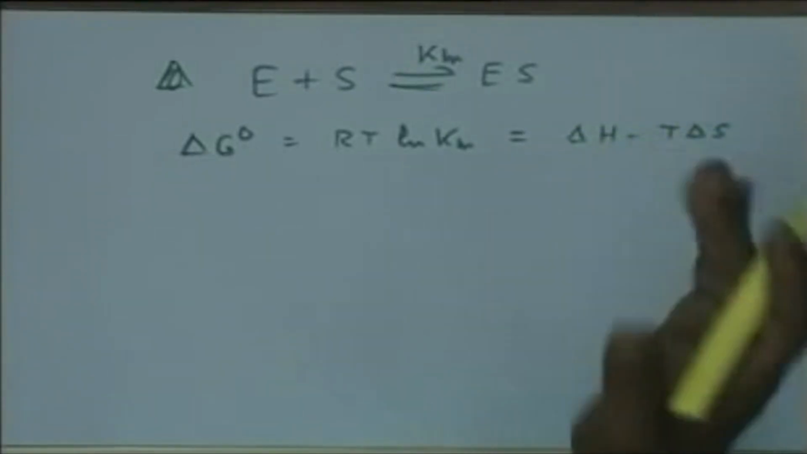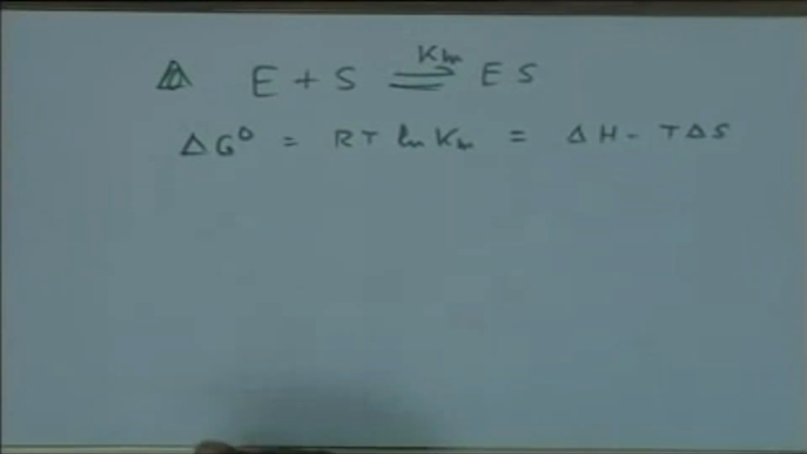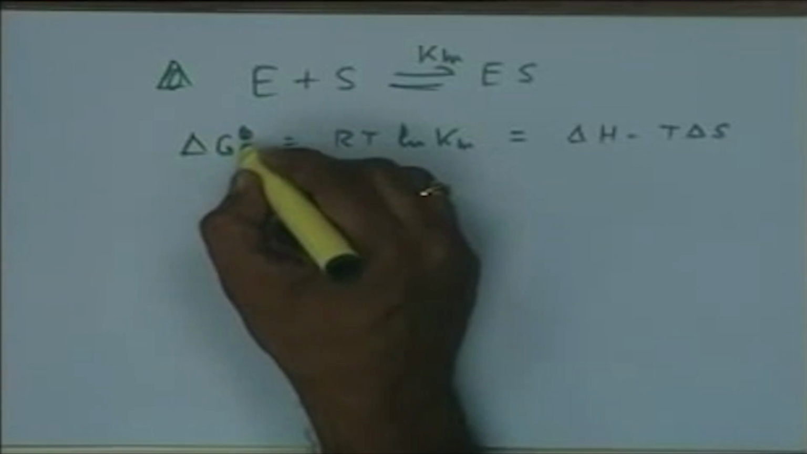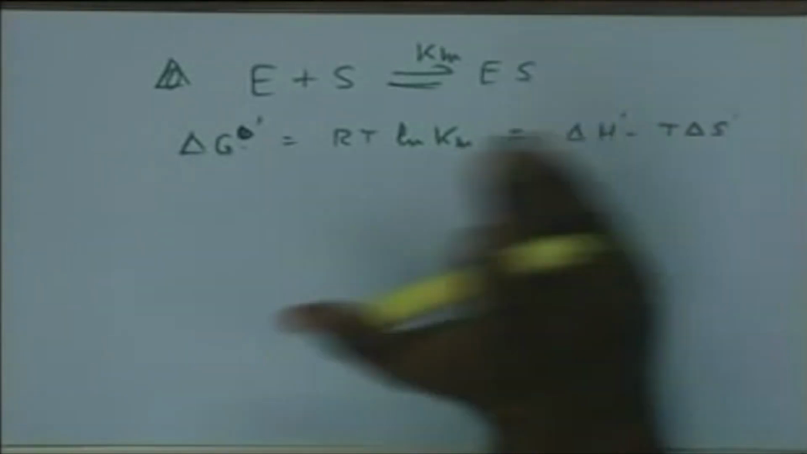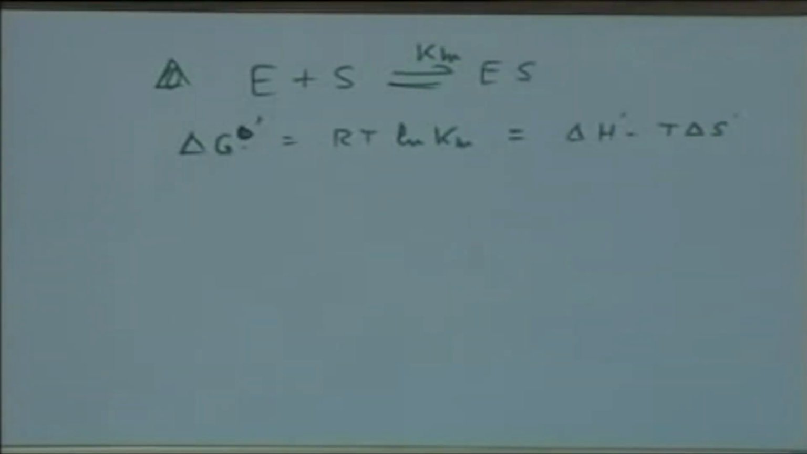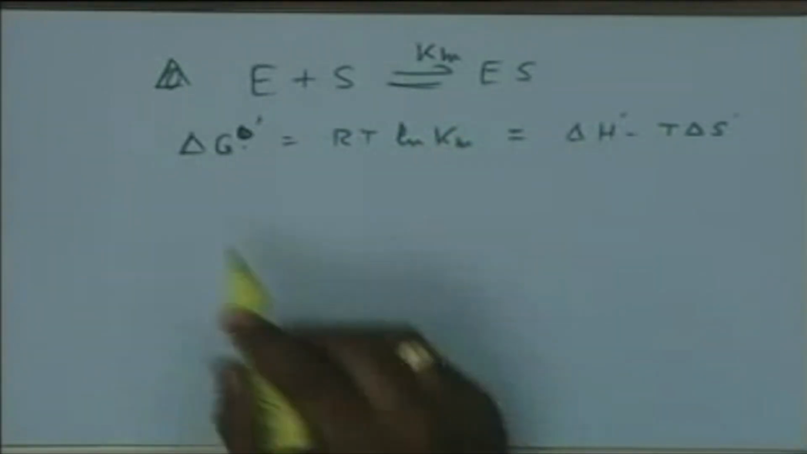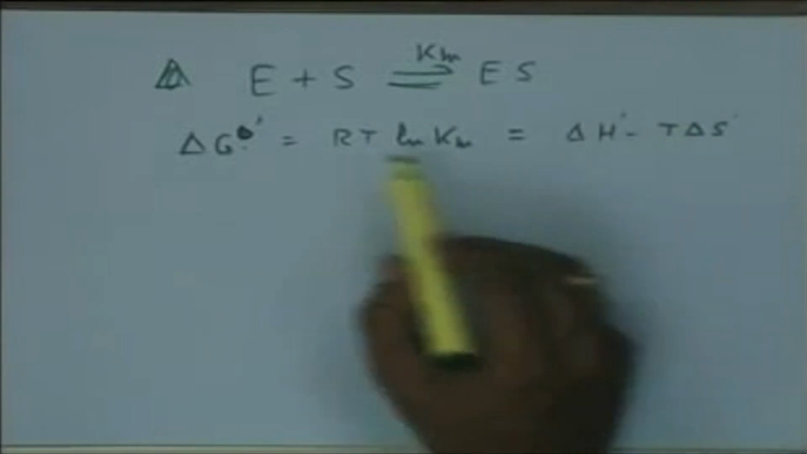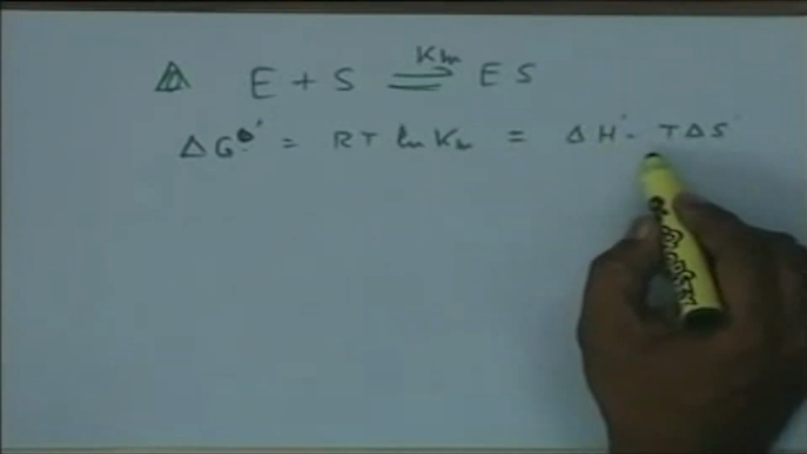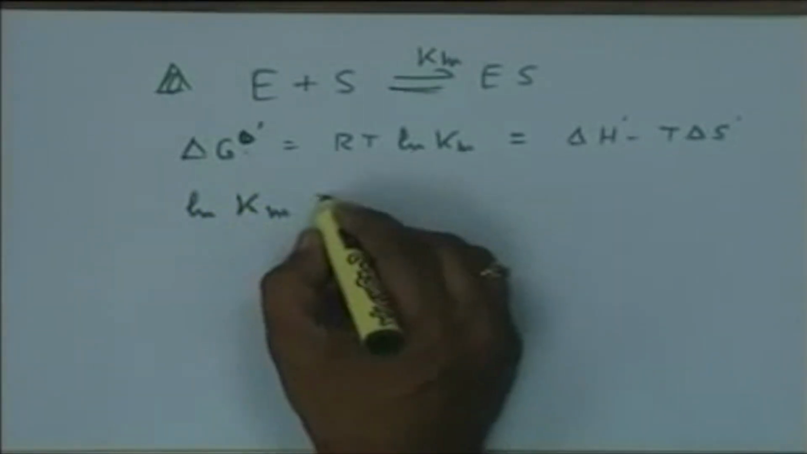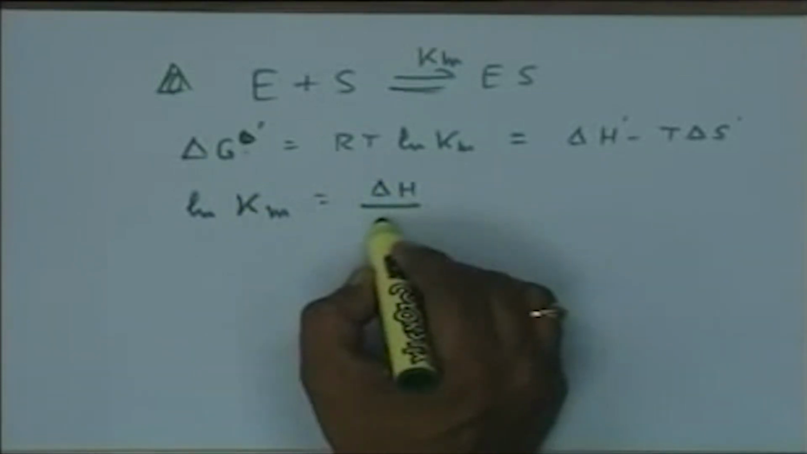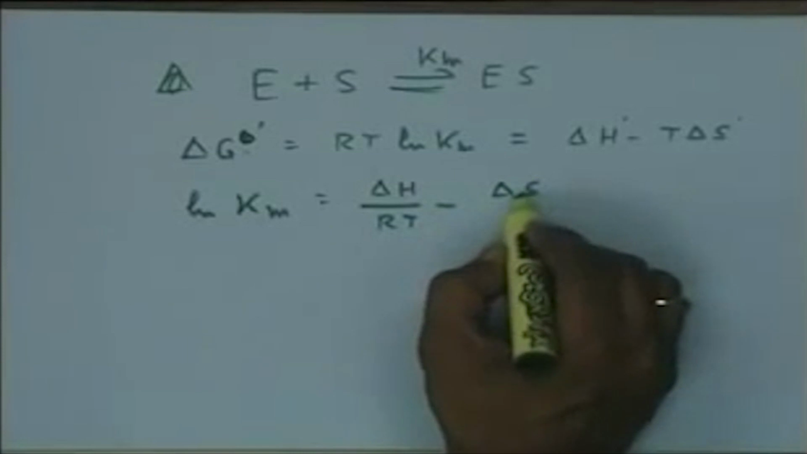Of course, you may all be familiar that conventionally in biochemical systems we use these terms with a prime, and I am sure you understand what the prime means for thermodynamic parameters in biochemical systems. Anyway, that is only for the sake of convention, but the laws of thermodynamics do apply, and the Van 't Hoff equation and the second law of thermodynamics are applicable. Therefore, you can write ln Km equal to delta H over RT minus delta S over R.